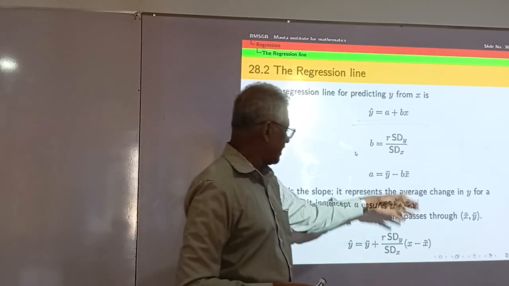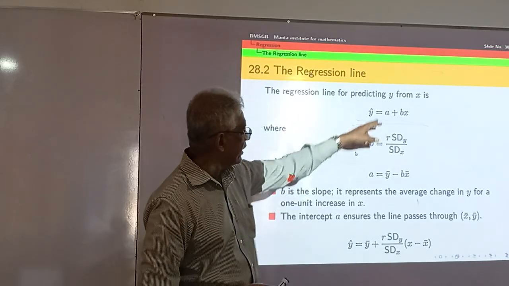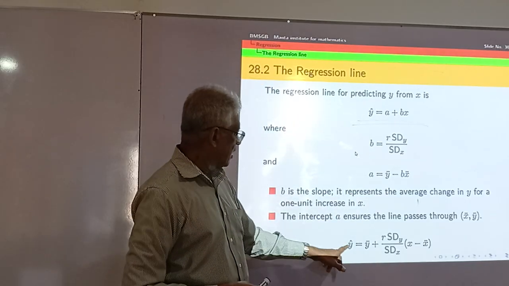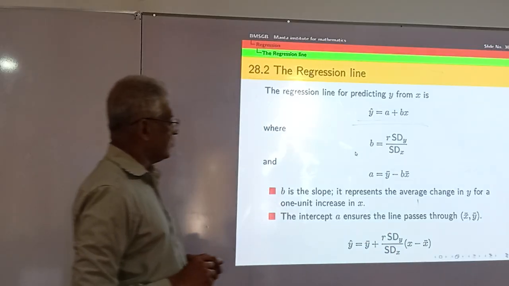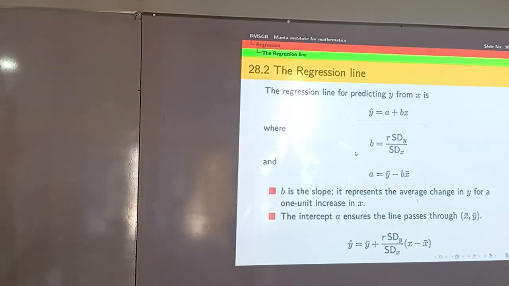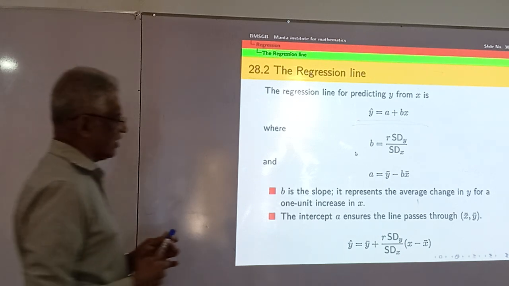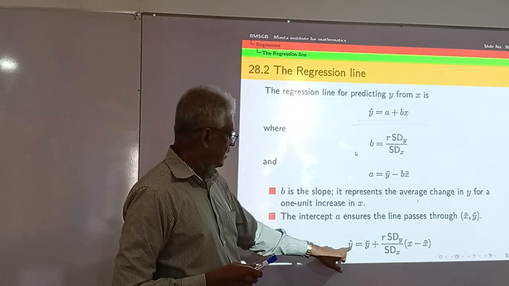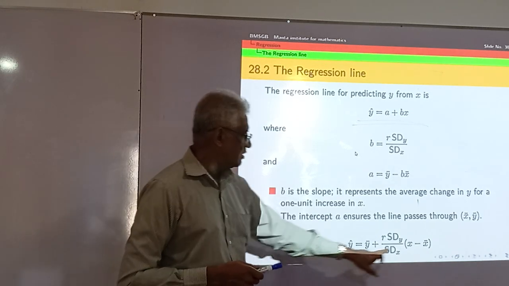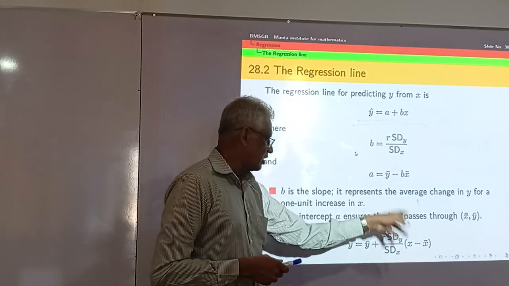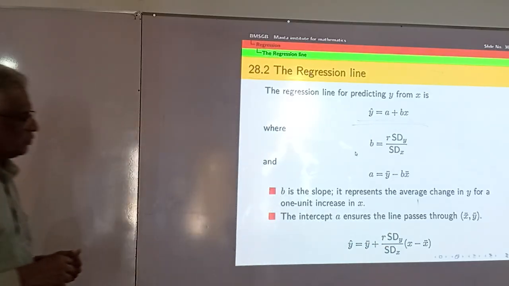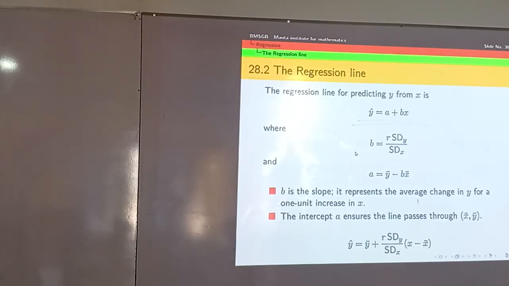So therefore we can get an equation after putting a and b into this line. Y hat will be y bar plus r times SD y divided by SD x times x minus x bar. So for a given x, we can easily find the predicted value of y. Just put the given value of x here. All the other values are coming from the data. So you can get the predicted value.